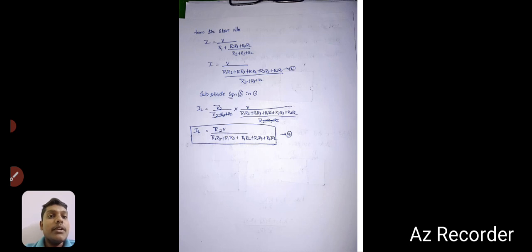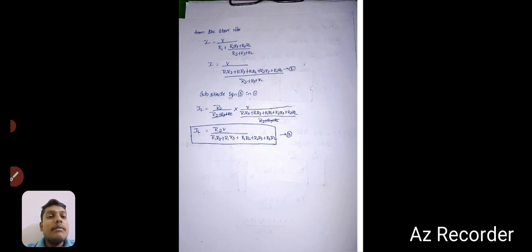Now from the above network, I is equal to V divided by R1 plus R2 into R3 plus R2 into RL divided by R2 into R3 plus RL. Now we substitute R1 in the equation. Now it becomes R1 into R2 plus R1 into R3 plus R1 into RL and R2 into R3 plus R2 into RL divided by R2 plus R3 plus RL. Now substitute this equation into the equation for IL.